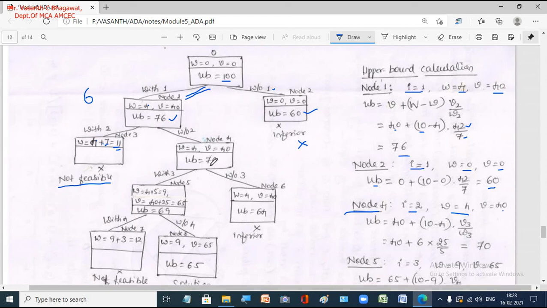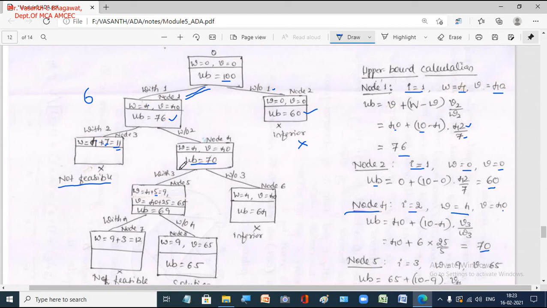Right. So now 2 items are completed. Now we will go to the third item. We will scan the third item with i equal to 3. If you select the third item, what was the weight previously? You have 4 kg. What is the weight of the third item? 5 kg. So when you add 4 plus 5, what is the weight you are going to get? 9. What is the capacity of this knapsack? 10 kg. That means you can take this, because 9 is less than 10.